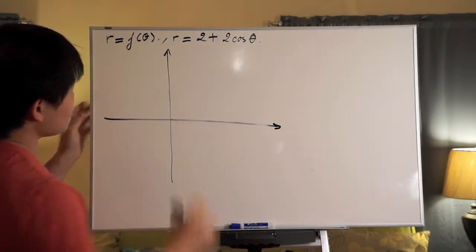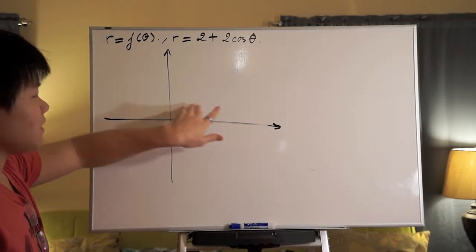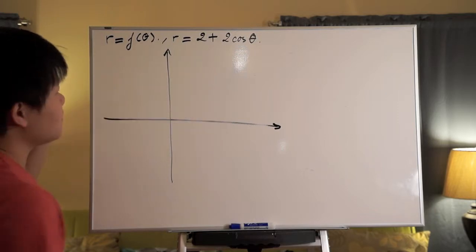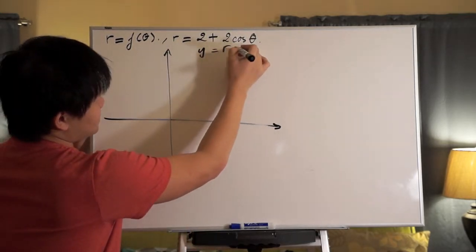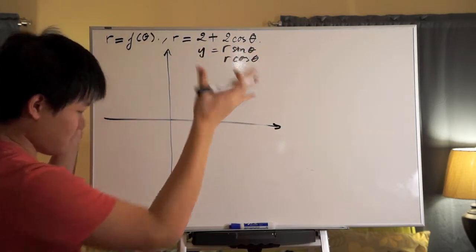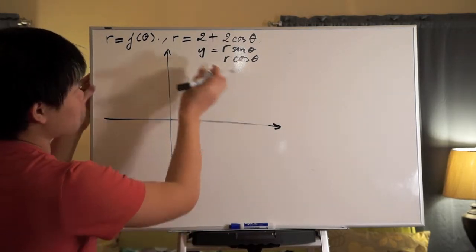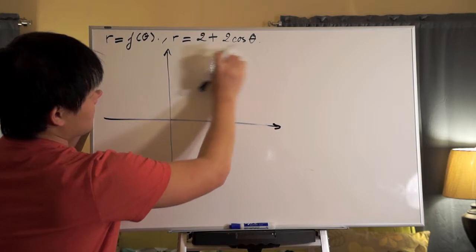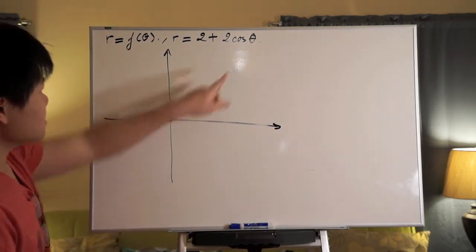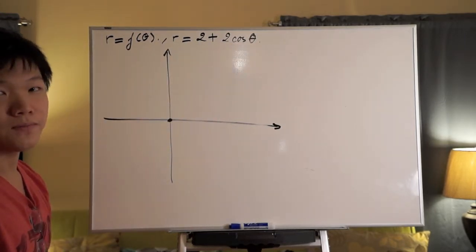This may not be necessary, but we can intuitively think of it as a y and an x coordinate, because eventually we know that y equals r sine theta and x equals r cosine theta, so it will be related anyway. But we don't necessarily have to put y and x on the coordinate. So with that being said, how do we start? Let's start with theta equals 0.